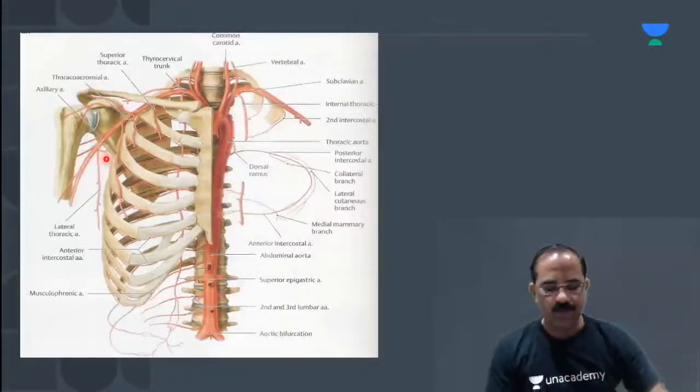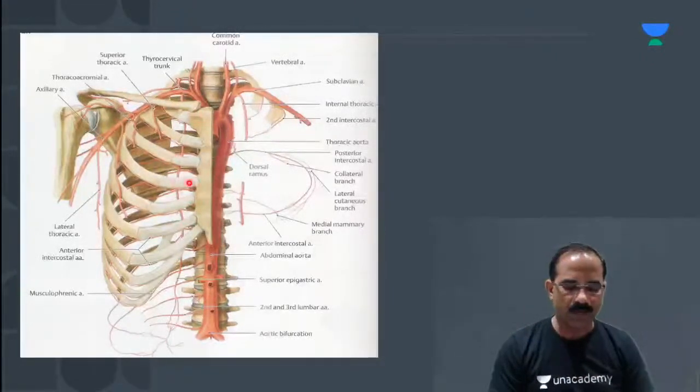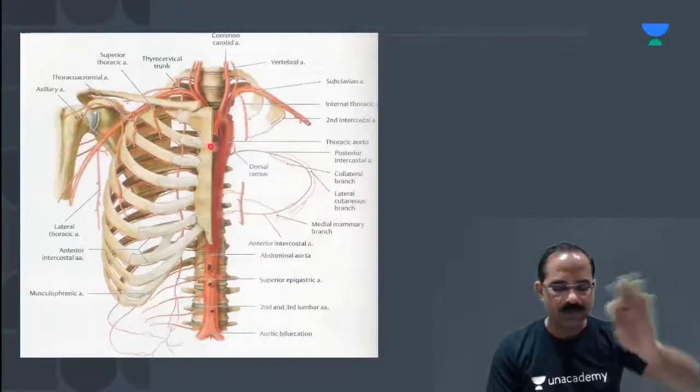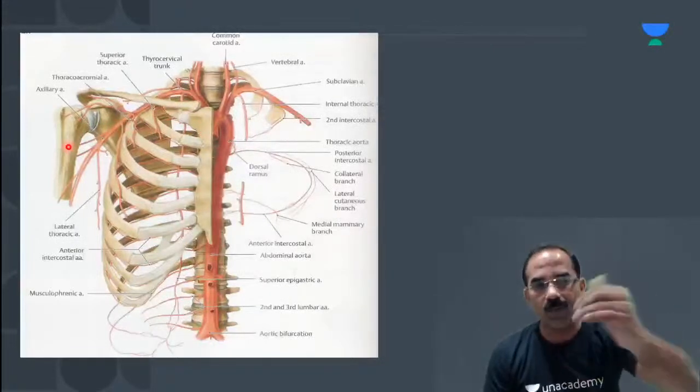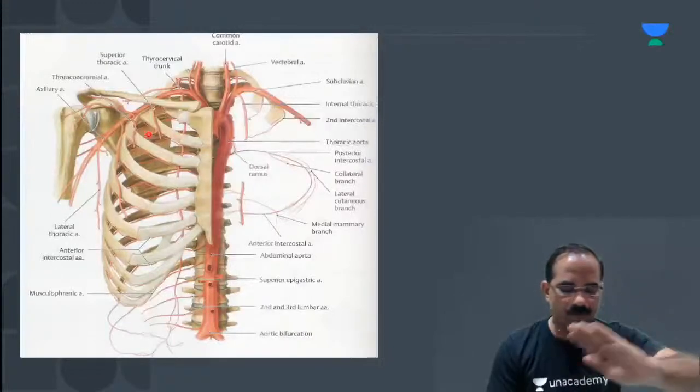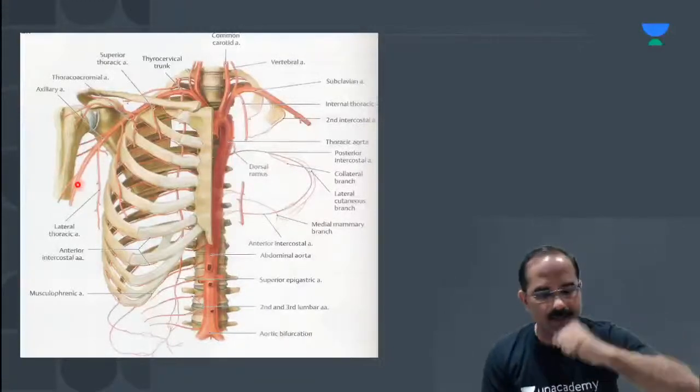The muscles which are beginning from the sternum and the ribs, going towards the humerus, they are going to form what? The anterior boundary of the axilla. Anterior boundary. Okay, the muscles which begin from here towards the humerus will form the anterior boundary.